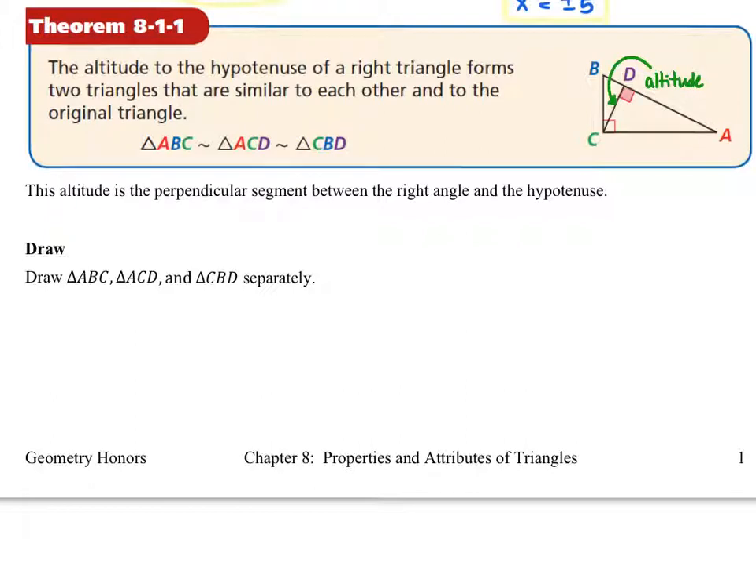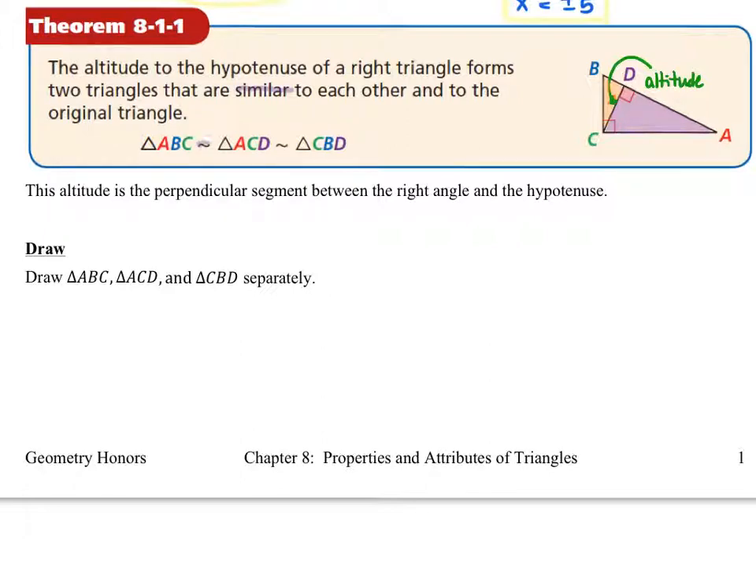So let's go back. The altitude to the hypotenuse of a right triangle forms 2 triangles. And let's take a look. We have triangle ABC. We also have 2 smaller triangles that were now formed by drawing that altitude. The 2 smaller triangles are triangles ACD and CBD. So I've drawn them in purple and orange so we can distinguish them from the larger triangle ABC that we started out with. Anyhow, the altitude to the hypotenuse of a right triangle forms 2 triangles that are similar to each other and are similar to the original triangle.